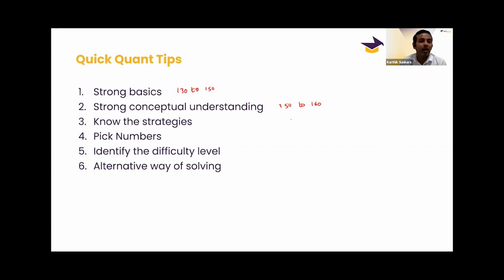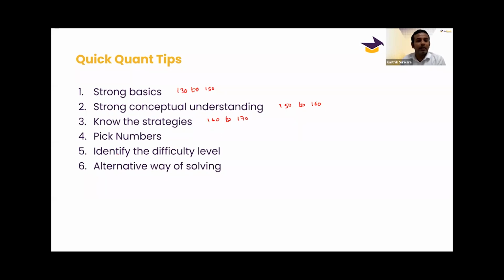the right way to approach the questions. So that is what know the strategies means. If you know the strategies, if you know the concept, and if your basics are clear, then you will get a score between 160 to 170.